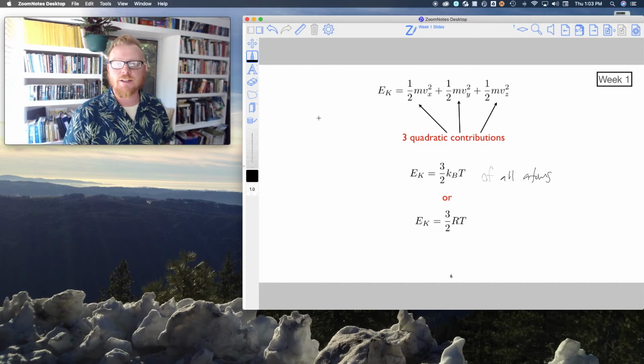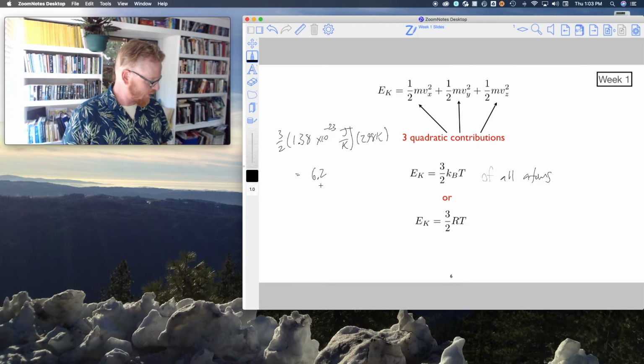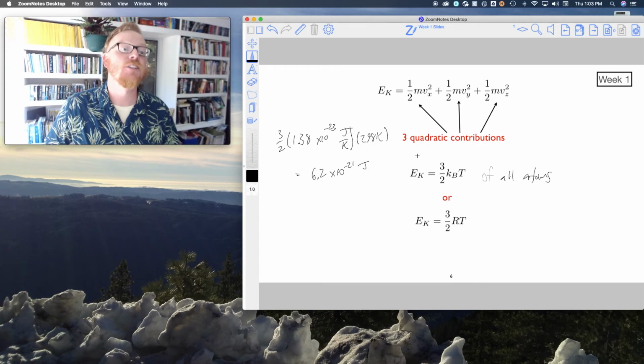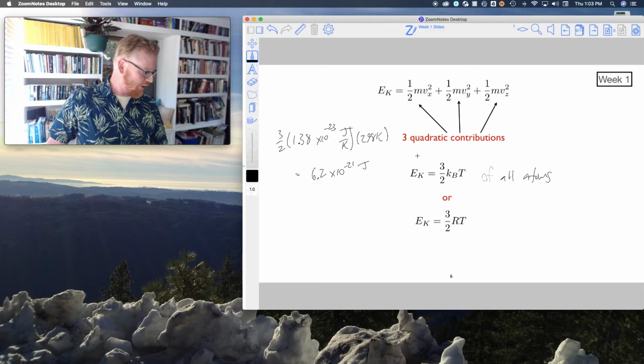Okay, so if we go ahead and calculate that, we know the value of Boltzmann's constant is 1.38, 2 sig figs is perfectly fine, times 10 to the minus 23 joule per Kelvin. And I think I asked you to calculate this at room temperature. So times 298 Kelvin, and I get 6.2, taking away another sig fig because this is just approximate, 6.2 times 10 to the minus 21 joules is the average kinetic energy of a noble gas at 298 K. So that's not particularly a useful number.